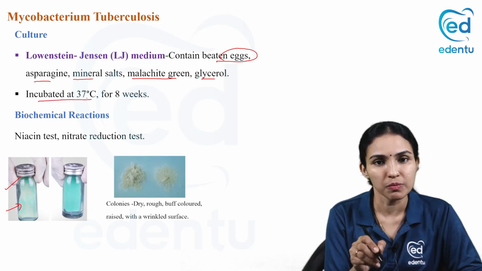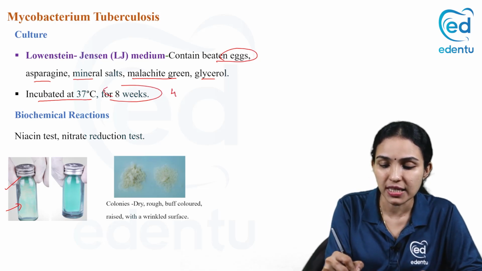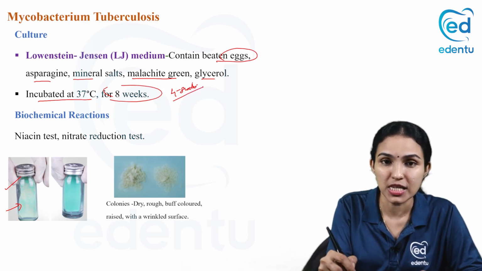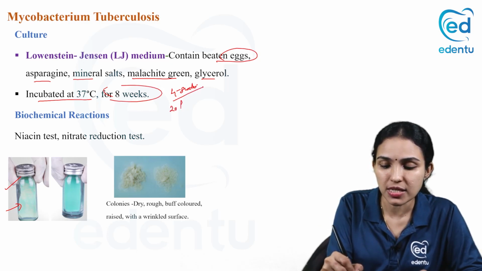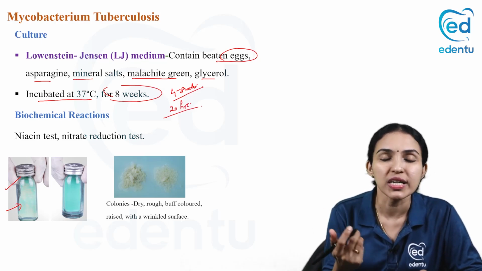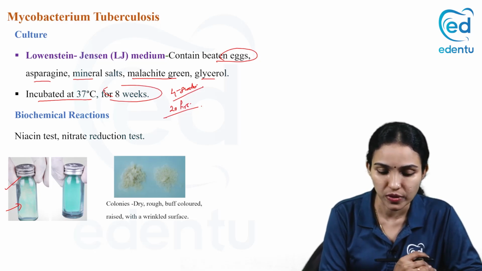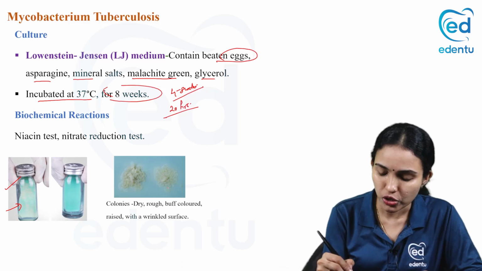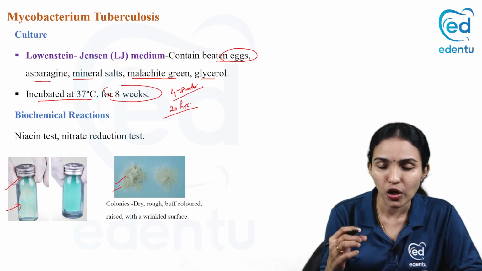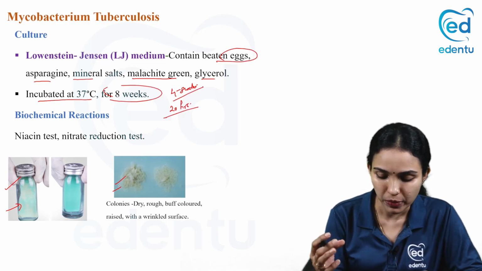You incubate this medium at 37 degrees Celsius for 8 weeks because TB bacilli will take 4 to 8 weeks to grow. Remember in physiology of bacteria we learned that TB takes 20 hours for multiplication. The replication time for TB is 20 hours, whereas it is 20 minutes for normal bacteria. That is why it takes such a long time, 4 to 8 weeks. Once the growth appears, you can see it will be dry, rough, wrinkled colonies. You call them rough, tough and buff colored colonies. That is the description for TB bacilli.